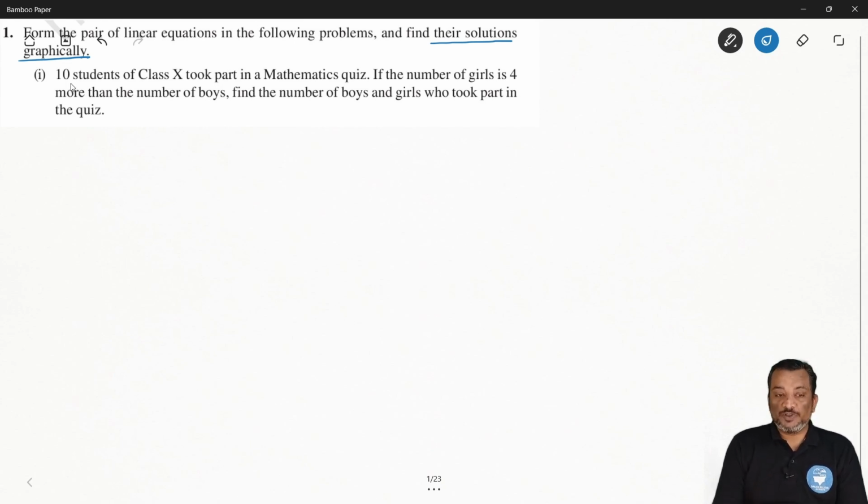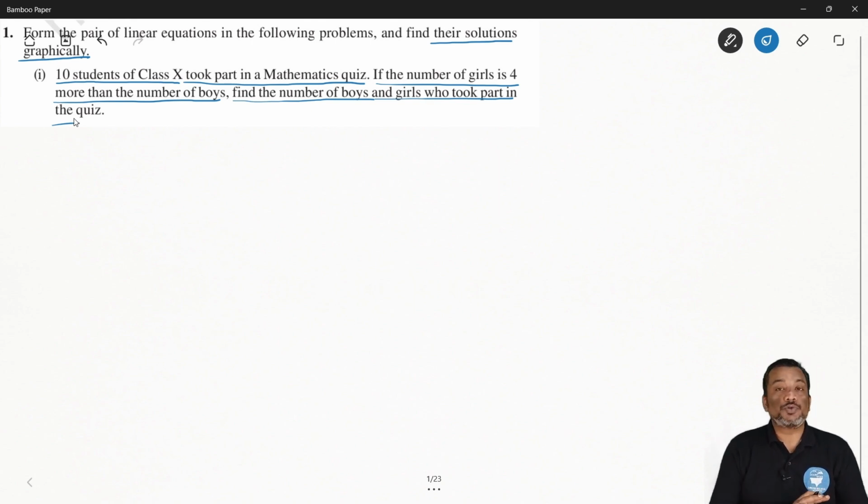So the first question says: 10 students of class 10th took part in a mathematics quiz. So the total number of students here is 10. If the number of girls is 4 more than the number of boys, then we have two variables: one is the number of girls, the other is the number of boys, and the girls are 4 more than the boys. Now it is saying find the number of boys and girls who took part in the quiz.